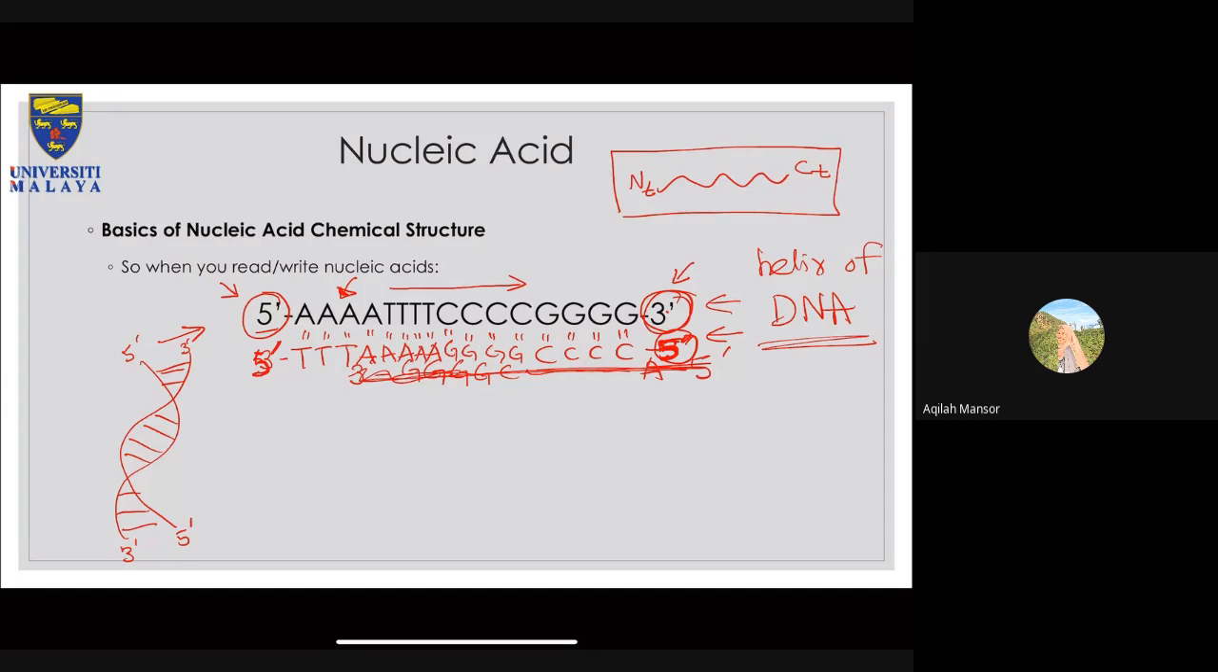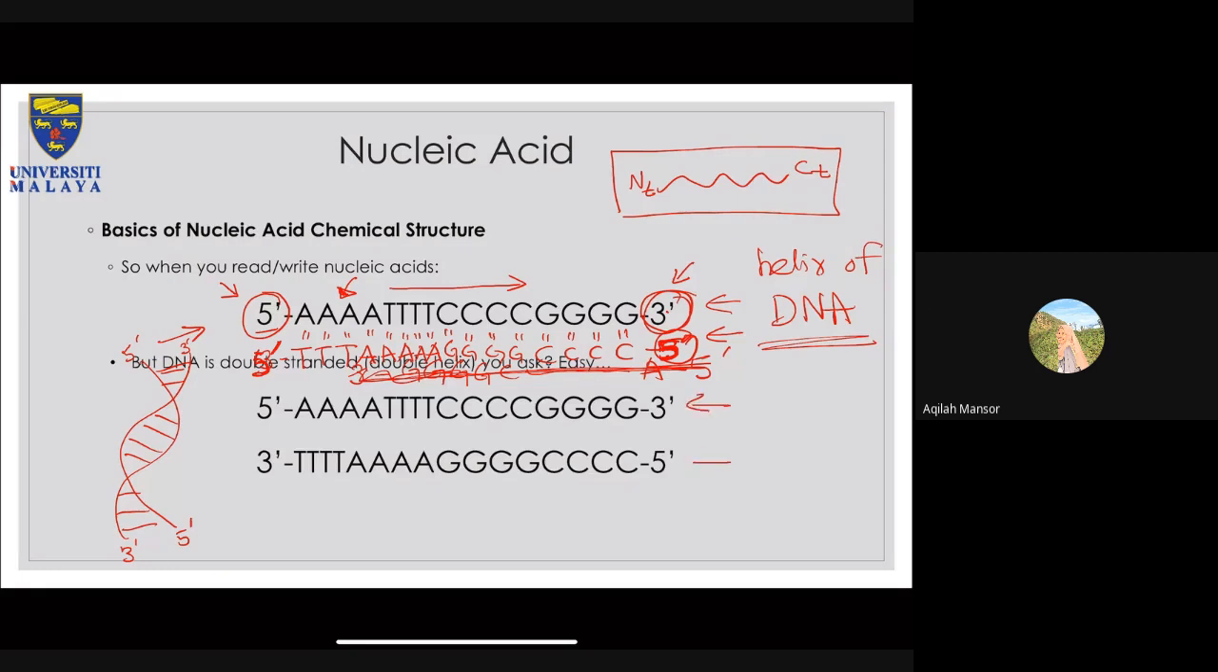Now, DNA is double-stranded, a double helix. So it's easy. As I mentioned, I've already written it down there. So this is the pair. You have a 5' like that, and the 3', the opposite, the pair is the opposite. Of course this structure is a bit ugly because the font is not similar, so it doesn't really go in a straight line like that. But make sure that you understand it should be a complete pair.